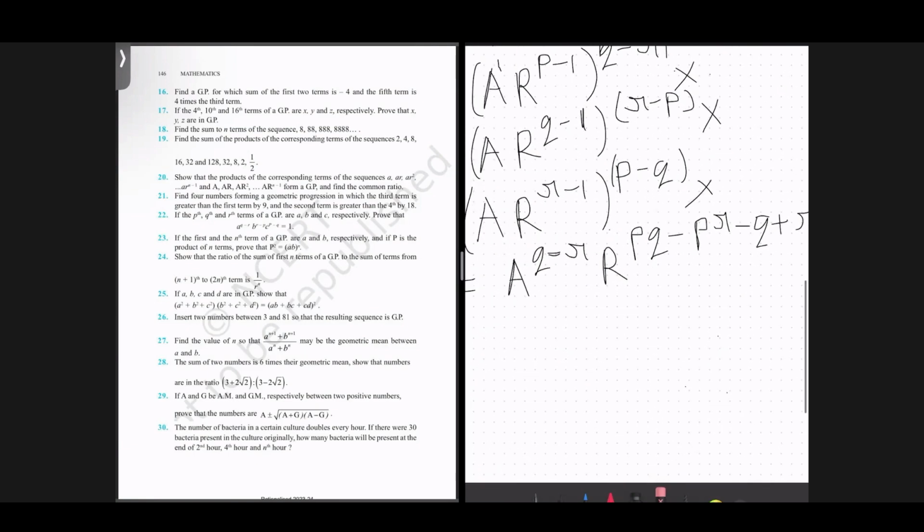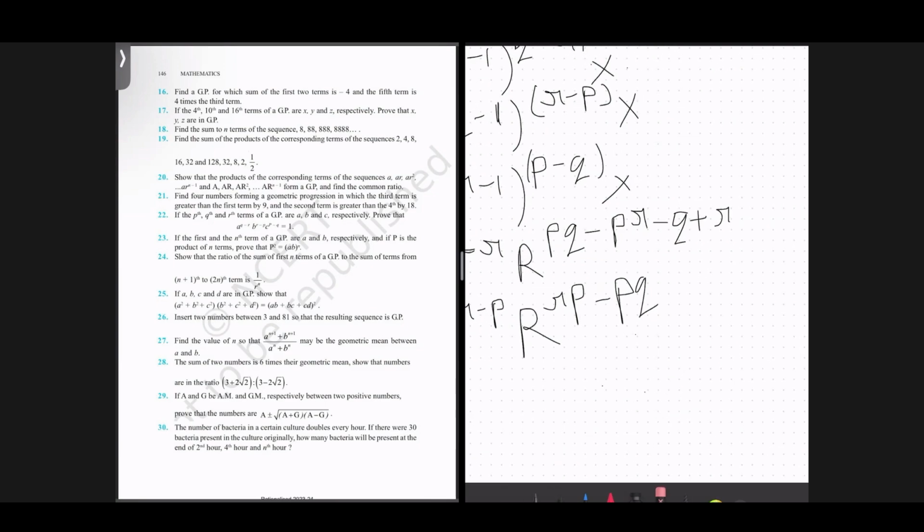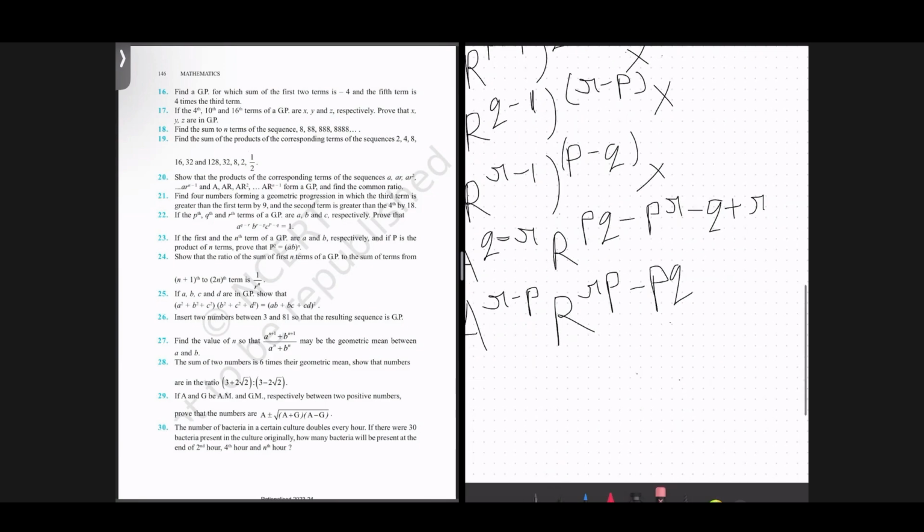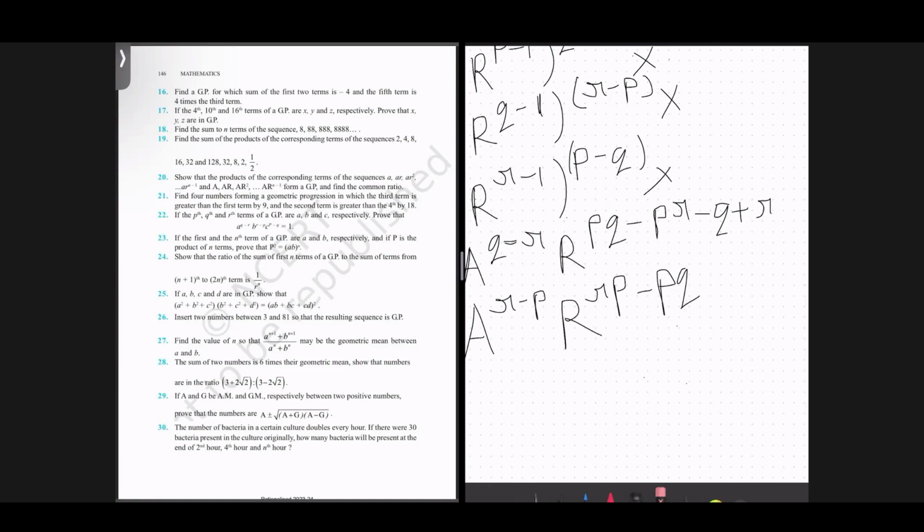Similarly, for the second term, you're going to get A raised to the power R minus P, capital R raised to the power RP minus PQ, RP minus PQ minus R plus P. Correct.